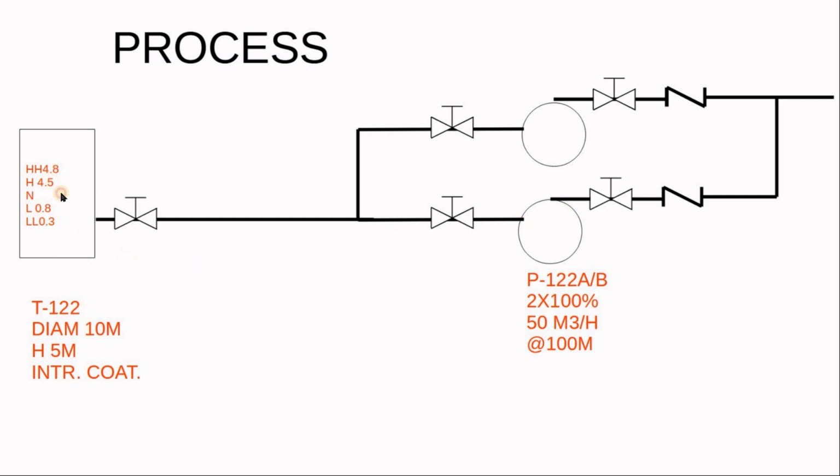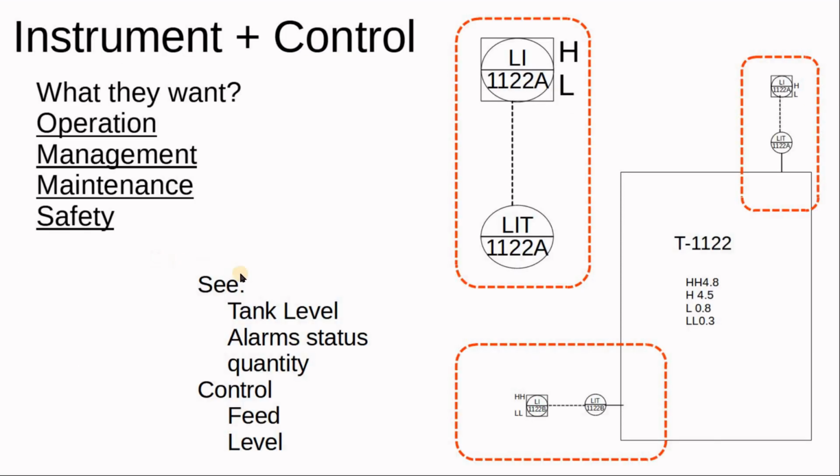So in the P&ID, we put the alarms and we put the alarm limits. As you can see, the tank here has a transmitter, LIT. The equipment is tank 1122, and all the instruments attached to the tank have tags derived from the equipment tag. LIT means level indicating transmitter 122A. Why do we have A? Because we have B. If we don't have another transmitter, I wouldn't put the A.